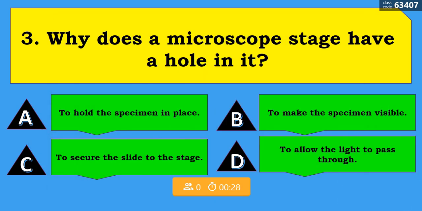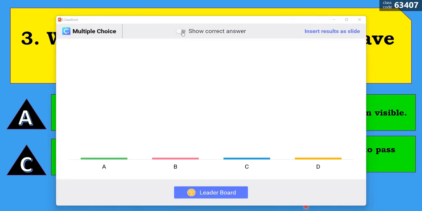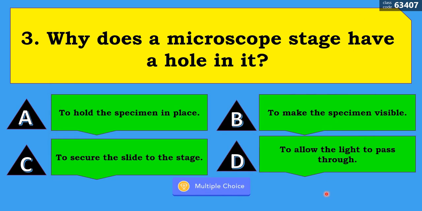Let's have question number 3. Why does a microscope stage have a hole in it? A. To hold the specimen in place. B. To make the specimen visible. C. To secure the slide on the stage. Or D. To allow the light to pass through it. Go. Okay, time is up. Let's reveal the answer. The correct answer is letter D, to allow the light to pass through.